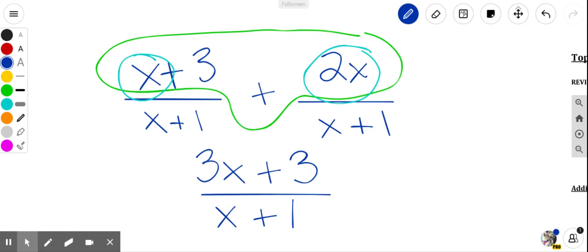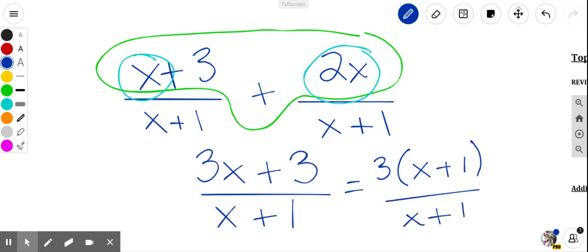Now we have to see, well, can this be simplified? So notice the top, we can take out a GCF. So we can take out a 3, and then you'd have x plus 1. And then the bottom you'd have x plus 1. And then finally, you want to see if there's any repeated factors that you can cross off. x plus 1 and x plus 1 are gone. And then for this one, your final answer would be 3. So that's what we learned how to do when the denominators are the same.